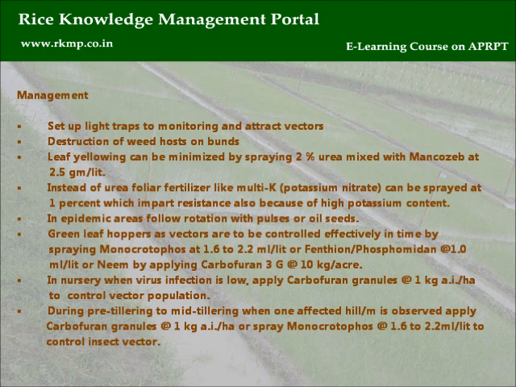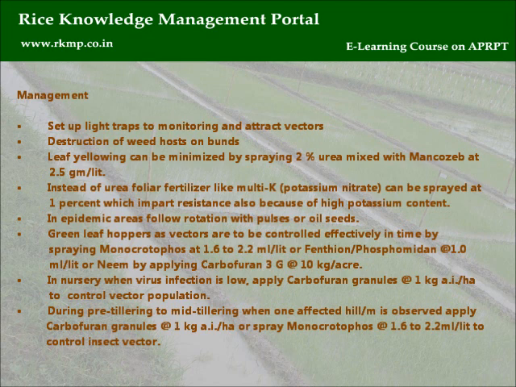Management. Set up light traps to monitor and attract vectors. Destroy weed hosts on bunds. Leaf yellowing can be minimized by spraying 2% urea mixed with mancozeb at 2.5 grams per liter. Instead of urea, a foliar fertilizer like multi-potassium nitrate can be sprayed at 1%, which also imparts resistance because of its high potassium content. In epidemic areas, follow rotation with pulses or oilseeds.